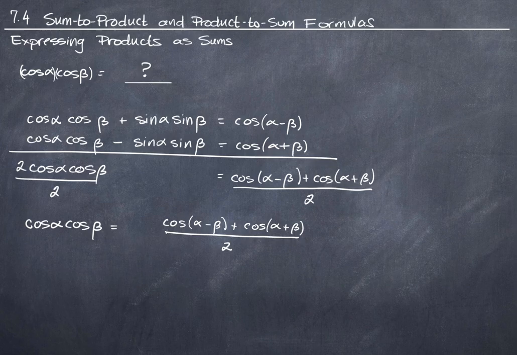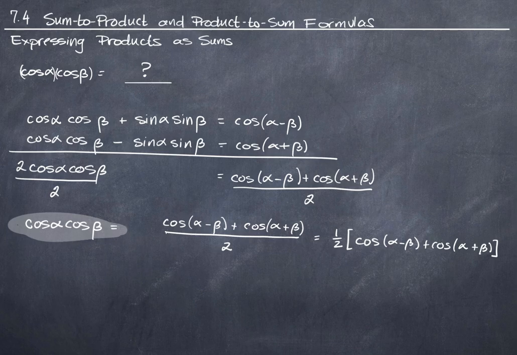This is the format that your textbook used for reduction formulas, but for this type of formula, for some reason, it's rewriting this as 1/2 of the cosine of alpha minus beta plus the cosine of alpha plus beta. So here, with some manipulation, is a new formula for you. We have cosine alpha times cosine of beta is equal to 1/2 of the cosine of alpha minus beta plus the cosine of alpha plus beta.